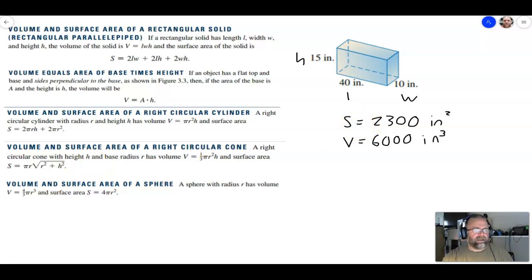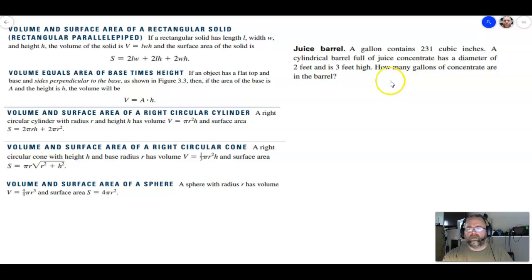So let's take a look at a word problem here. Alright, so a gallon contains 231 cubic inches. So they're just giving us a unit fraction. A cylindrical barrel full of juice concentrate has a diameter of 2 feet and is 3 feet high. How many gallons of concentrate are in the barrel? So this is a pretty, I wouldn't say difficult, but a little bit challenging problem here. So if you want to go ahead and try this, go ahead and then unpause the video when you are ready to go through the solution.